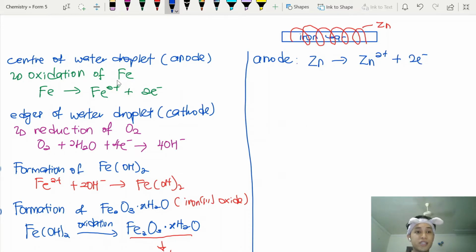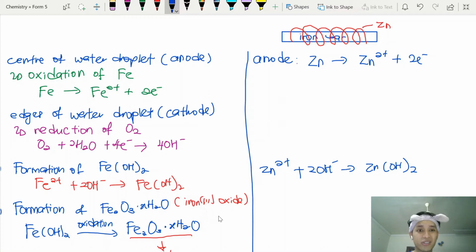So the only difference is at the anode. The cathode is still the same. It is still the formation of the hydroxide ions. Here I'm getting the Zn2+ ion, so at this stage I am going to get zinc hydroxide instead of iron hydroxide. Technically, we have stopped the formation of iron hydroxide, hence they will not get rusting, meaning they will not form iron(III) oxide.